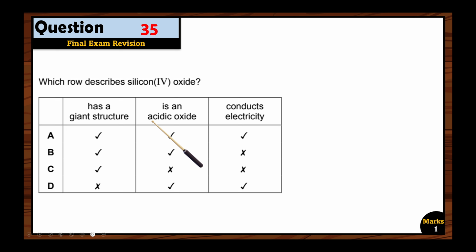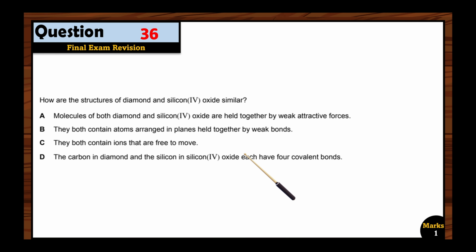Acidic oxide, of course, it's a non-metal, so mostly it will make an acidic oxide. So now we are just left with A and B because only A and B has the acidic oxide. Now, what about conducting electricity? It does not conduct electricity, right? So option B is correct.